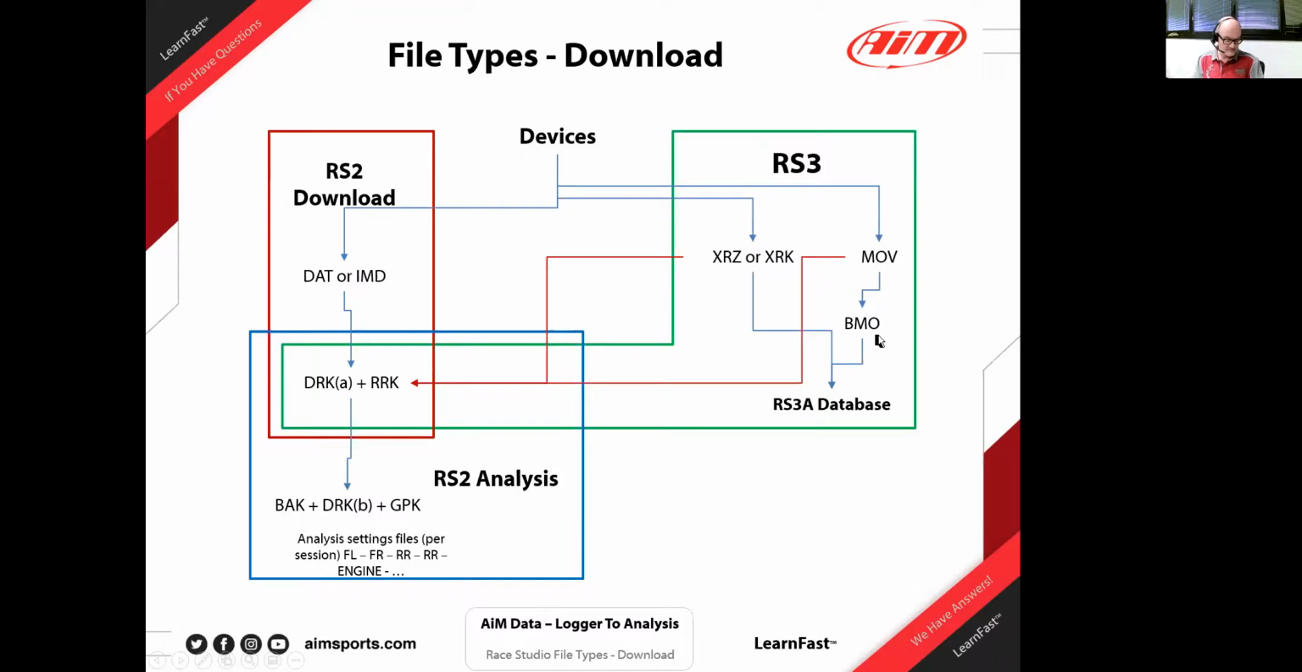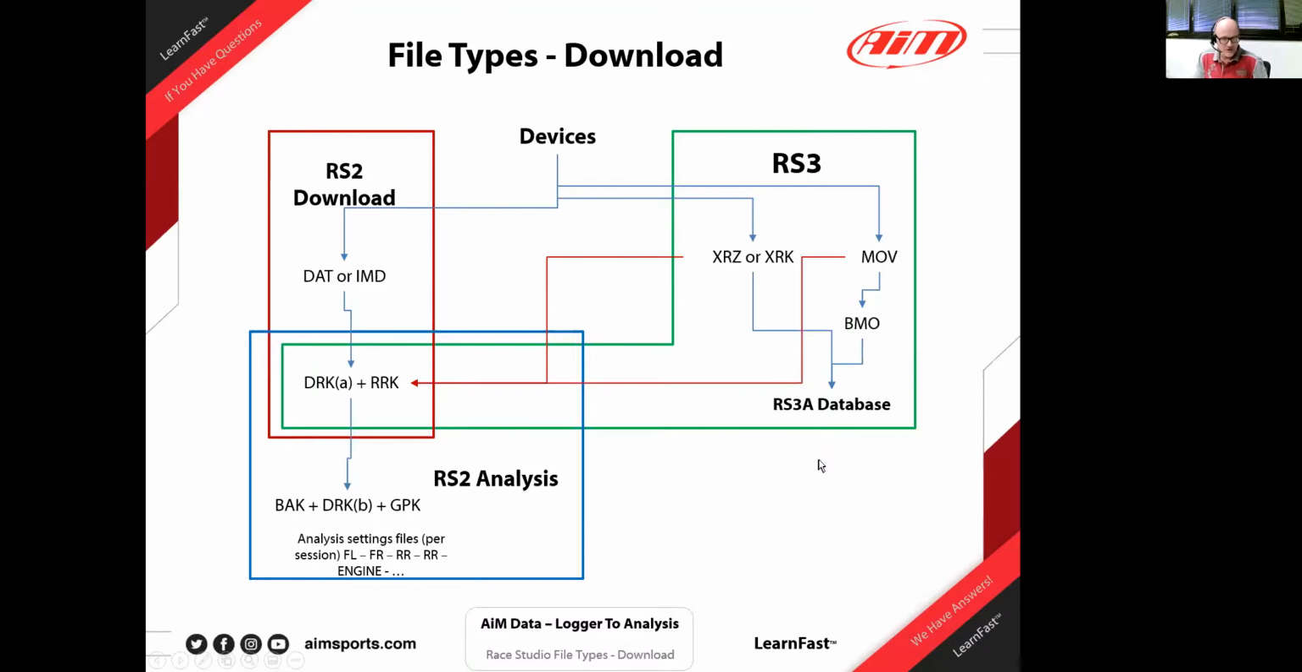It's basically including the metadata that are saved into the MOV file to be quicker in opening the MOV file when needed, for example, for the movie functions inside the RaceStudio 3. The BMO could not be needed for the analysis, for the Studio 3 analysis, but at the moment we are creating it anyway. It could disappear in the future if we remove the movie feature in RaceStudio 3.